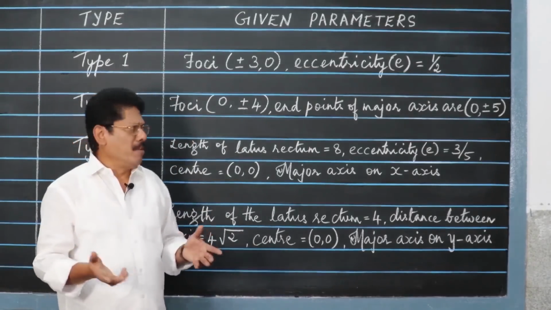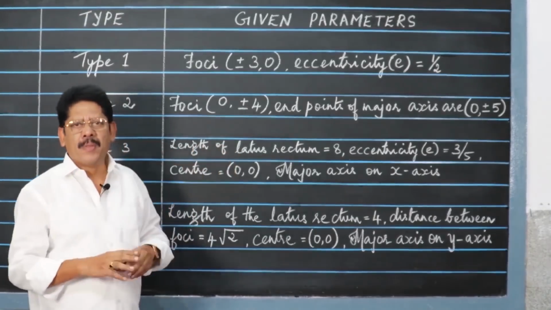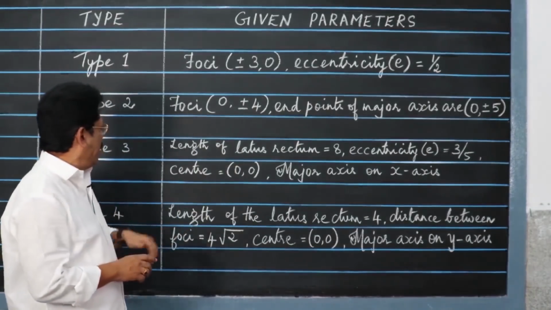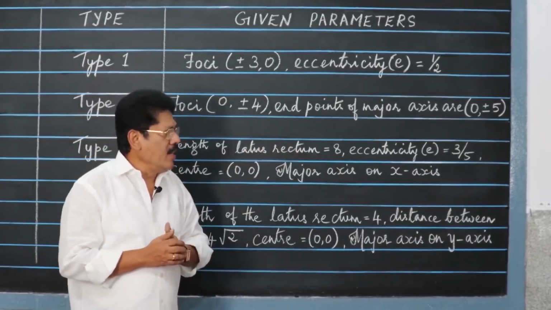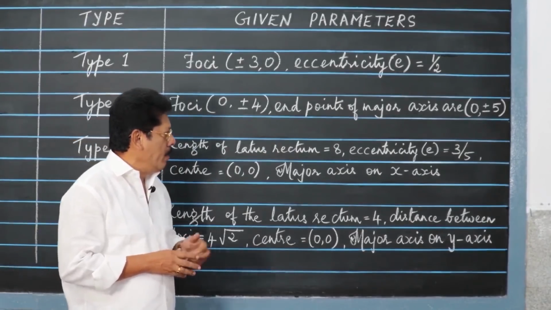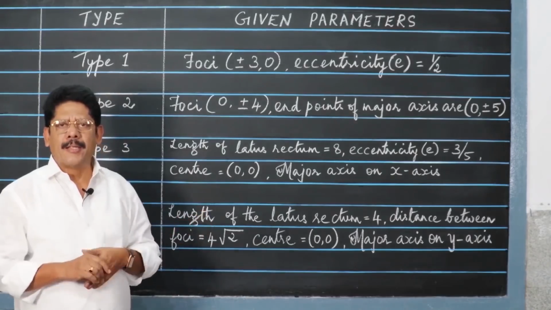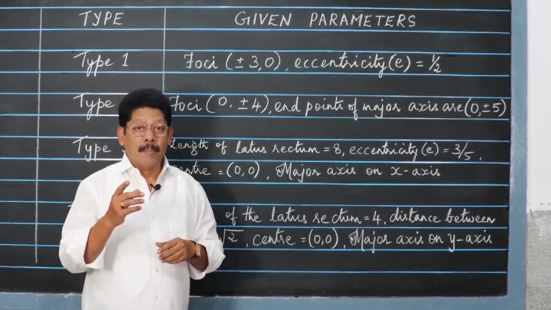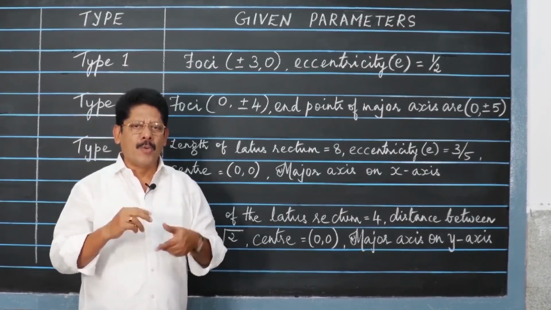In type 3, there is an extreme word problem. What is that? Length of the latus rectum is given as 8. Eccentricity E is given as 3 by 5. Center is given as 0, 0. Major axis along x-axis. So many data are given. I think that you can solve the problem very easily. But even to solve this problem, there may be a twist in the problem.